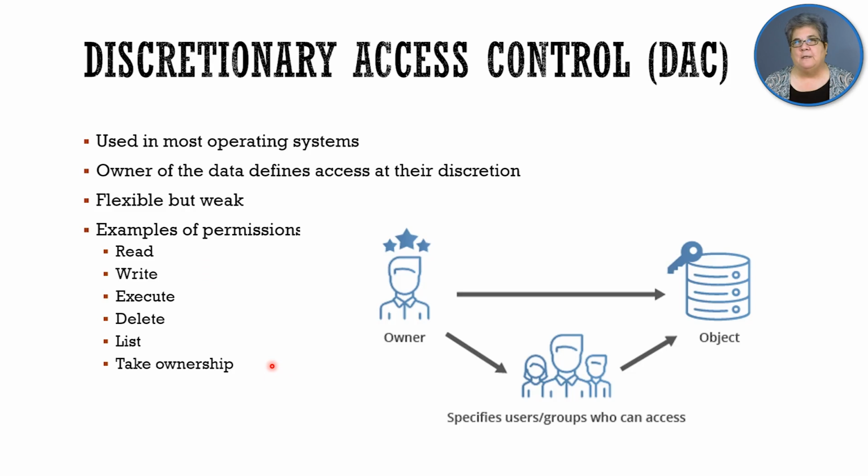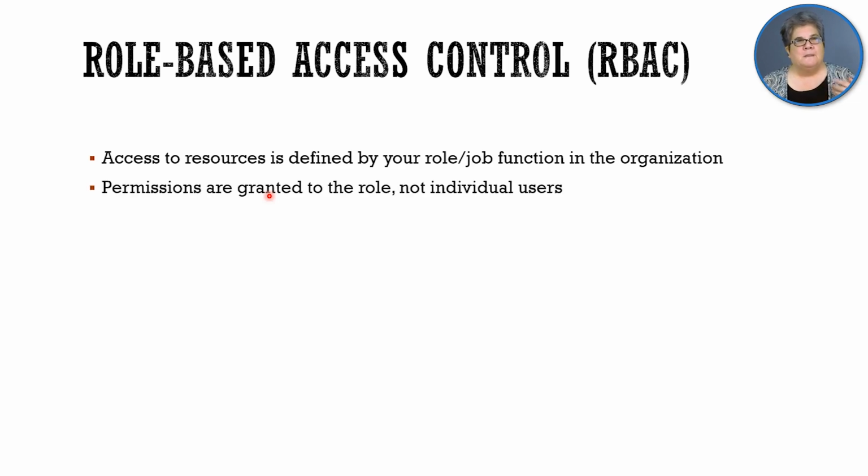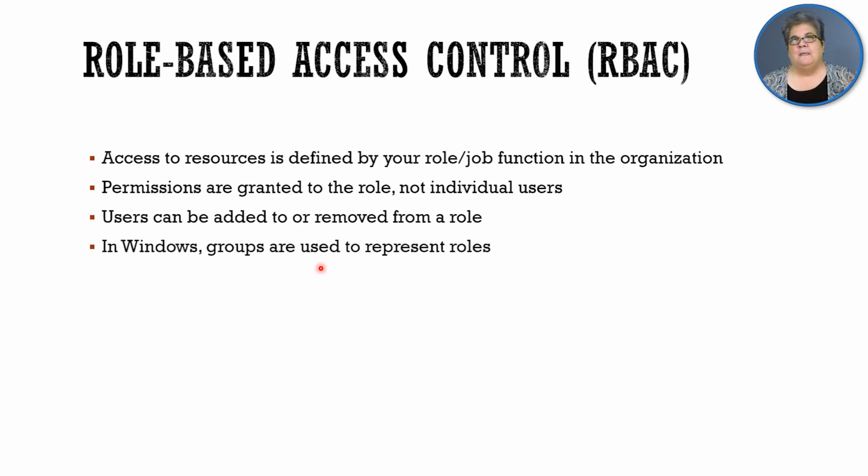or even take ownership. Now we have something called role-based access control, or RBAC. This is where we don't grant permissions based on an individual, but based on what they do. What's your job? What's your role? What's your function in the organization? So we will grant permissions to the role, not to individual users, because users can come and go out of the role. So we can add users to and from the role, but the permissions stay constant. In Windows and in many operating systems, groups are used to represent the role.